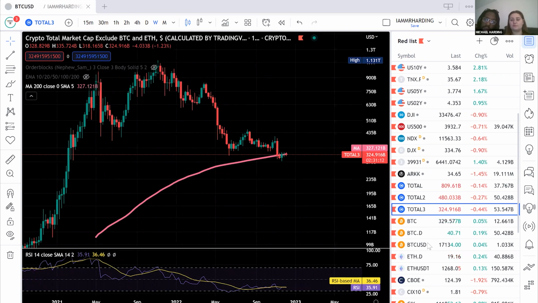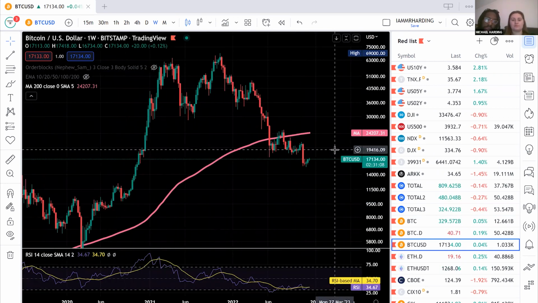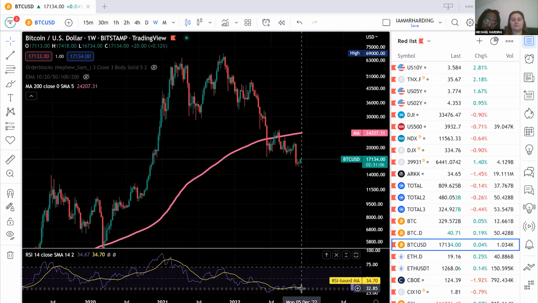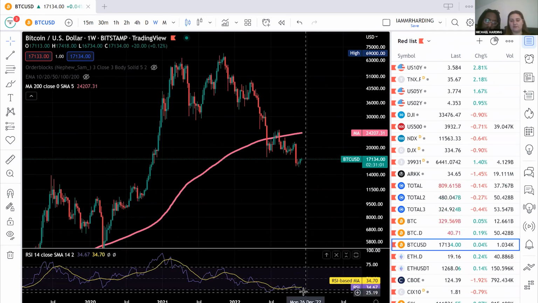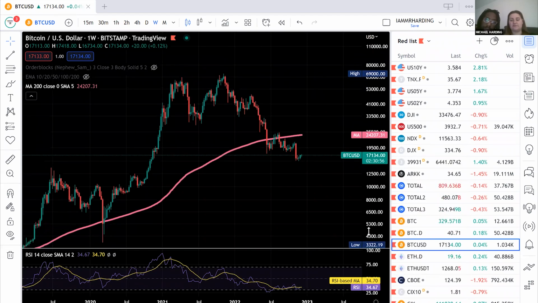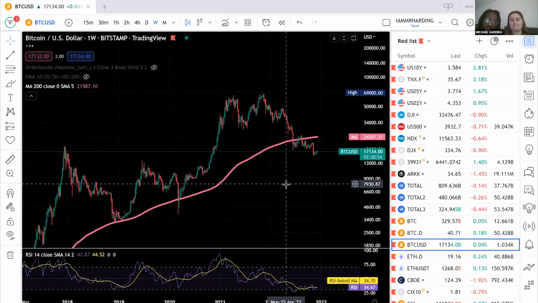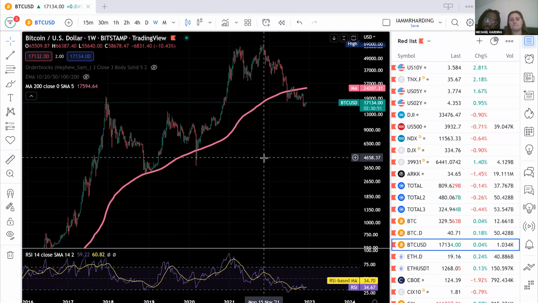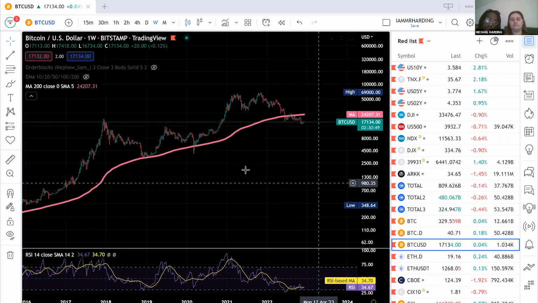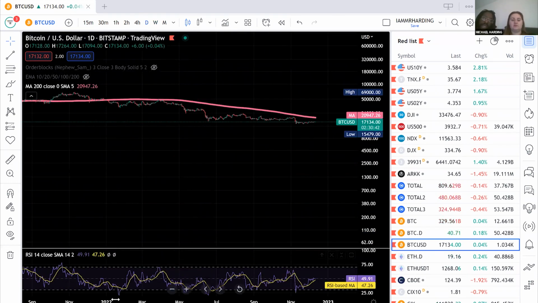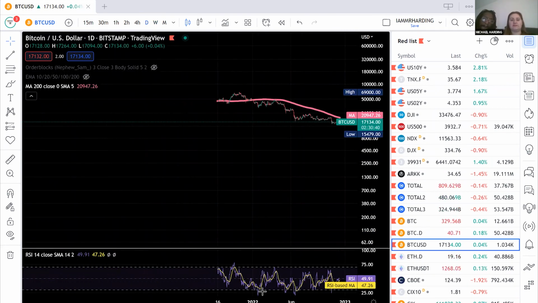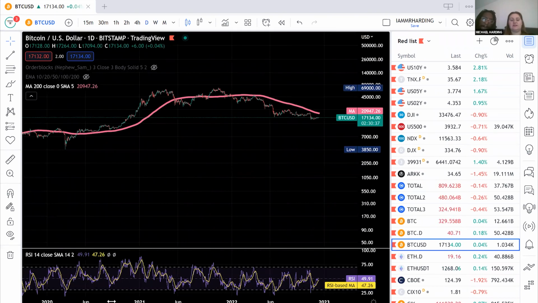So let's go and look at Bitcoin. Bitcoin on the weekly as well, we can see the RSI is super low. Look at the yellow line meeting. That would suggest, that's the RSI-based moving average, right? So we're expecting some kind of movement to the upside sometime soon. But we are currently under the 200-week moving average, which is the pink line. That was the weekly. Now we're going back to the daily. So this is the daily on Bitcoin.